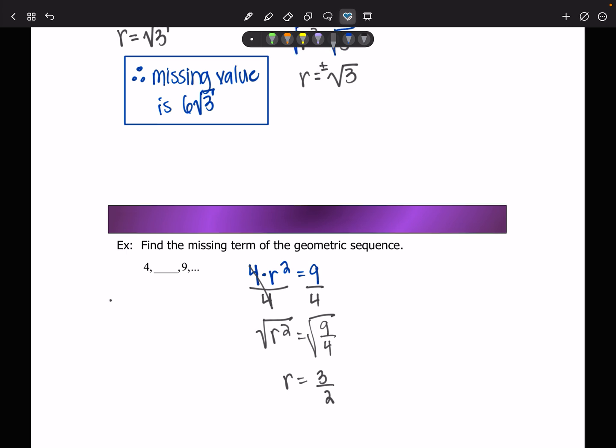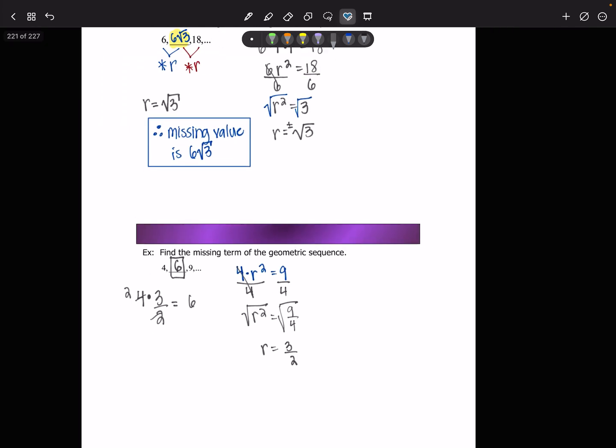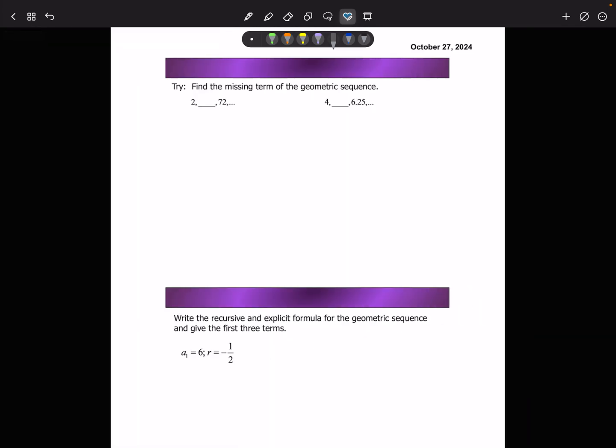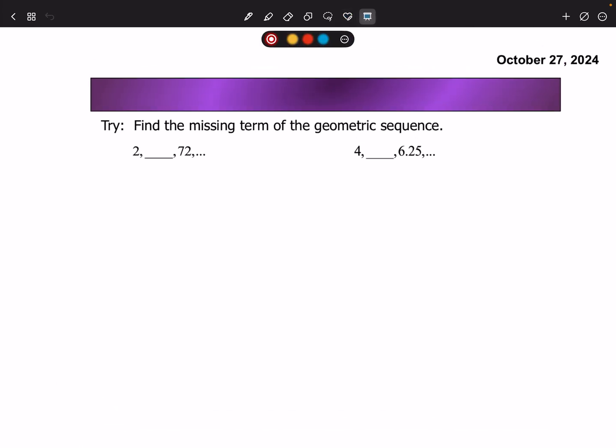So 4 times 3 over 2 is equal to 6. So the missing term is 6. And that's how you find the missing term of a geometric sequence. You go ahead and try this problem and this problem, and then come on back and check your answers. So be sure to press pause.